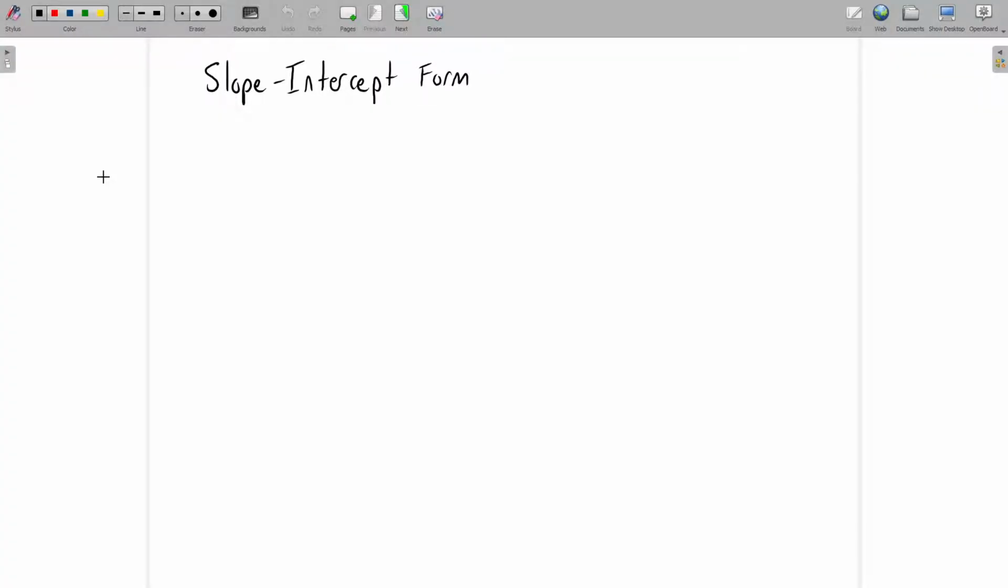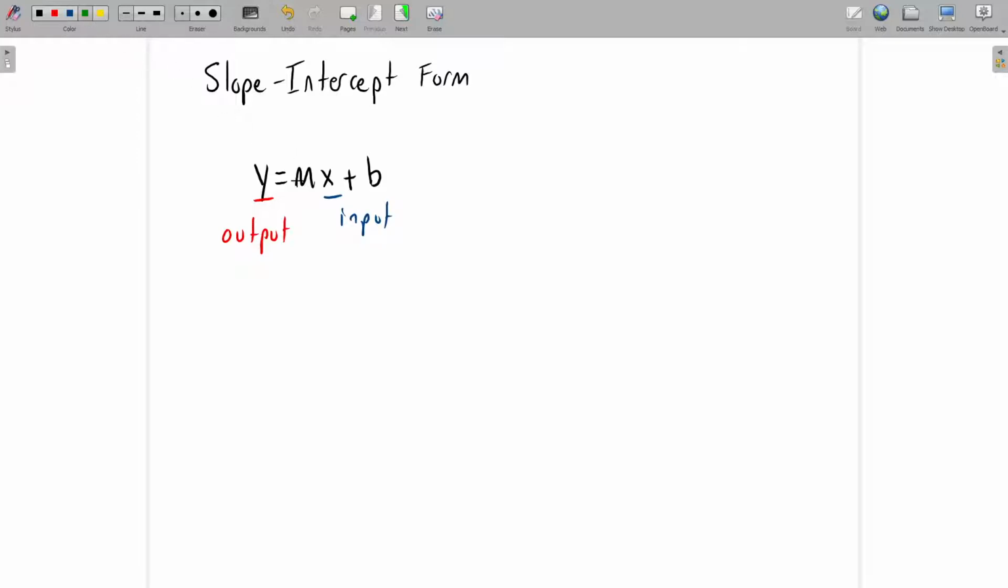Slope-intercept form is probably the most common type of equation that you're going to see for lines. It's written in the form y equals mx plus b. The y is our output, which is what we use to plot the equation, and the x is our input, which is what we plug in to find where we're going to end up on the graph.